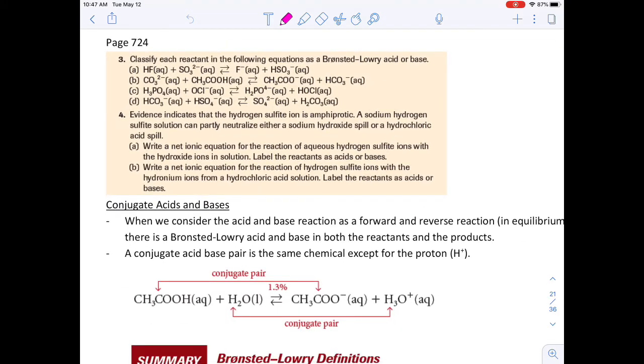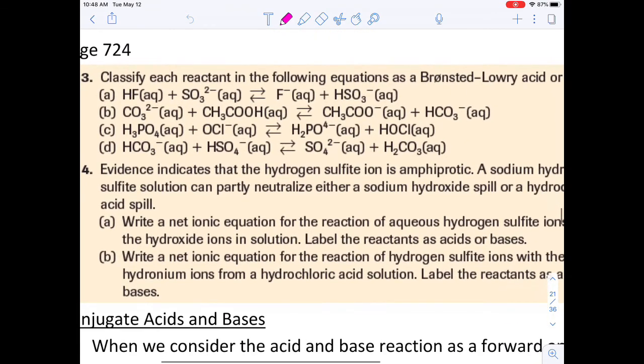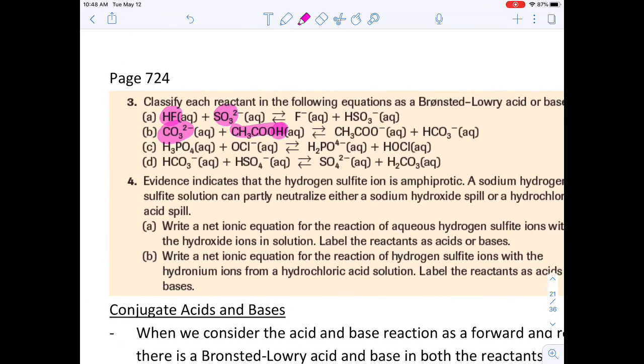In these questions, try to identify the Bronsted-Lowry acid and the Bronsted-Lowry base. We'll do the first one together. It's fairly obvious that this is donating a hydrogen, so that's an acid, and this is accepting a hydrogen, so it's a base. In the next one, this hydrogen is donated, so this is my acid and this is my base. Okay, so go through and make sure you can spot those. Do questions 3 and 4, please, and we'll catch you in another video for conjugate acids and bases.